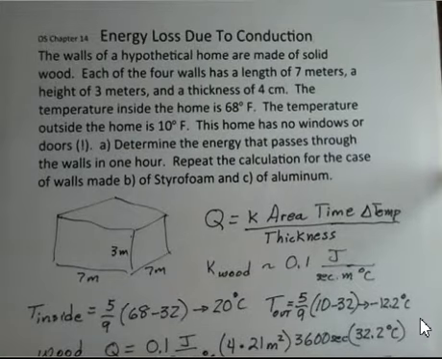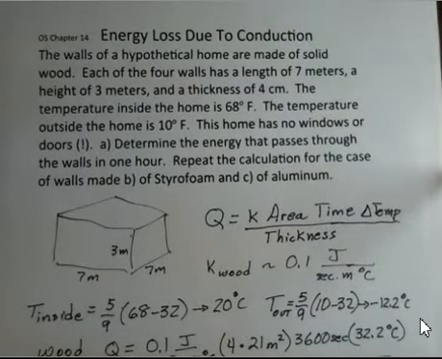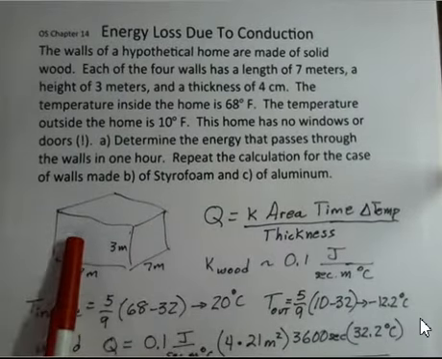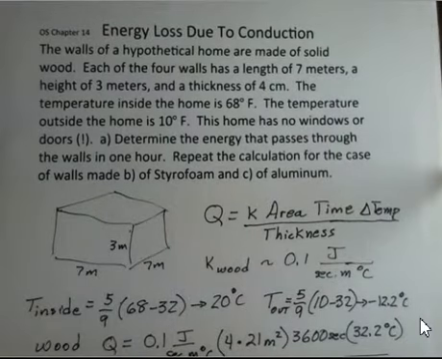But I have a drawing here of the four walls of a house. Each wall is 7 meters long and 3 meters high, and the walls are all going to have a uniform thickness of 4 centimeters. I'm selecting to have the inside of the house at 68 degrees Fahrenheit and the outside of the house at 10 degrees Fahrenheit. So it's a Midwest type calculation in the Northern Hemisphere in winter.